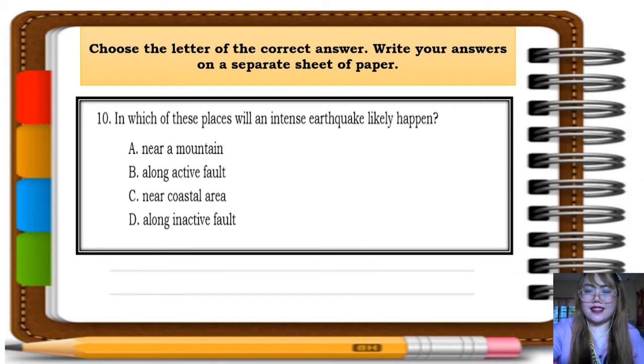Number 10. In which of these places will an intense earthquake likely happen? A. Near a mountain, B. A long active fault, C. Near coastal area, D. A long inactive fault. Answer: letter B.